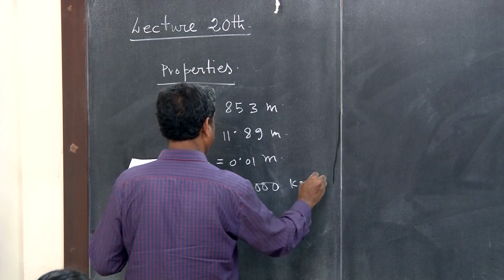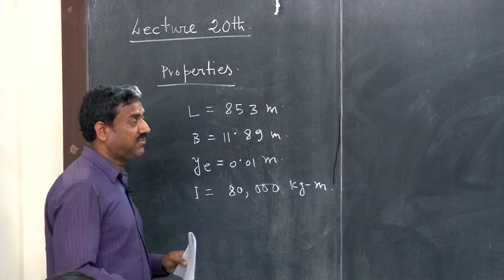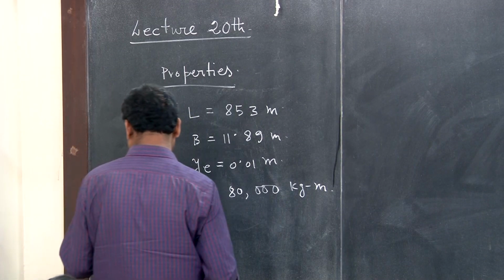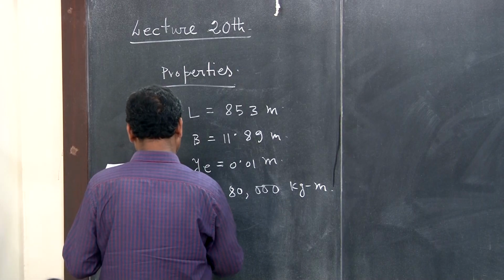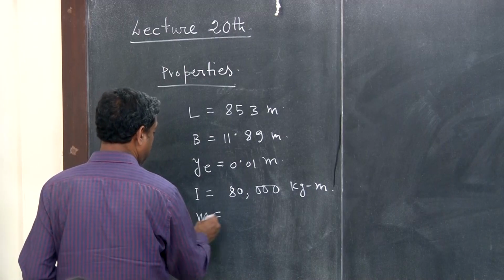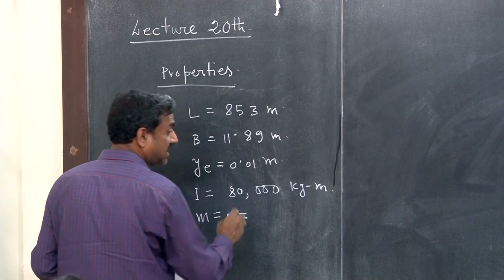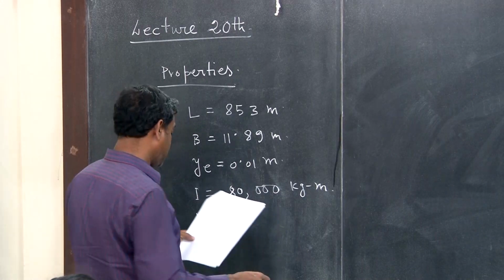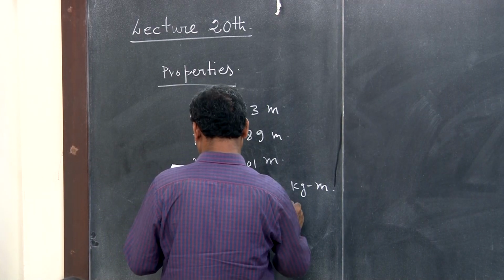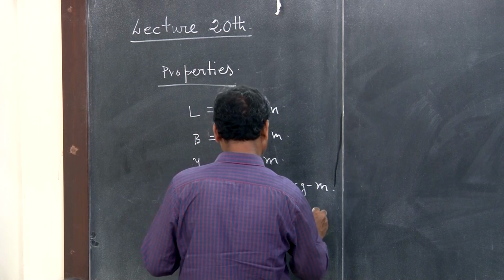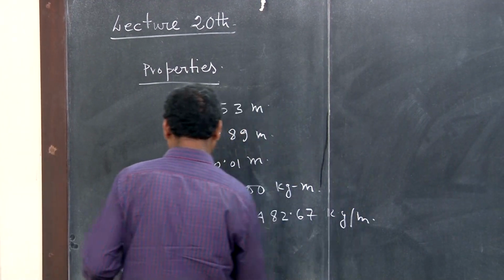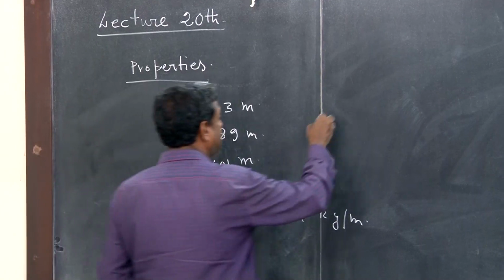kg meter squared. Please note that instead of force, they are expressed in mass units. This is mass moment of inertia. M, which we also denote as mu, is basically the mass per unit length, the linear density, which was 8482.67 kg per meter. And then EI, I will write here now.